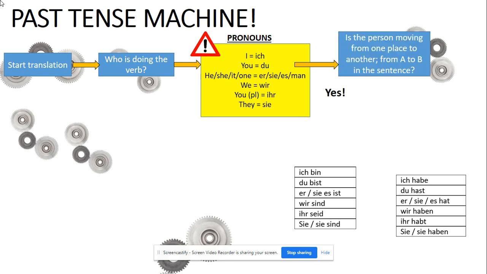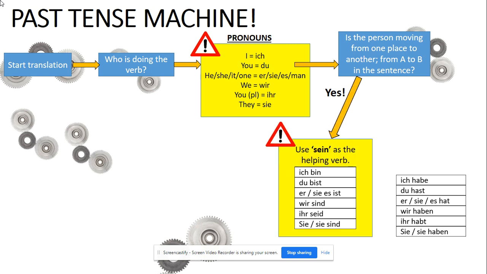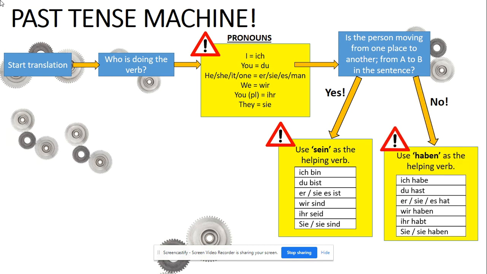Is the person moving from one location to another? So are you using the word go or went? Like, I went to the supermarket. I flew to Australia. If you are moving to a new location, you need to choose sein, which means to be, as your helping verb. If you have not moved to a new location, your helping verb is haben.